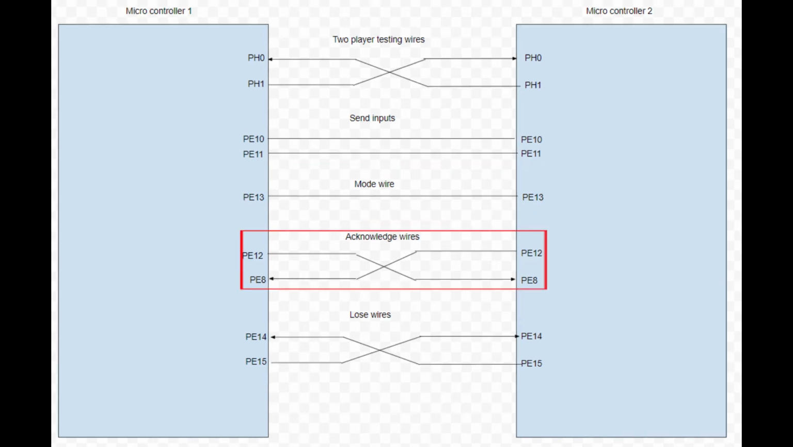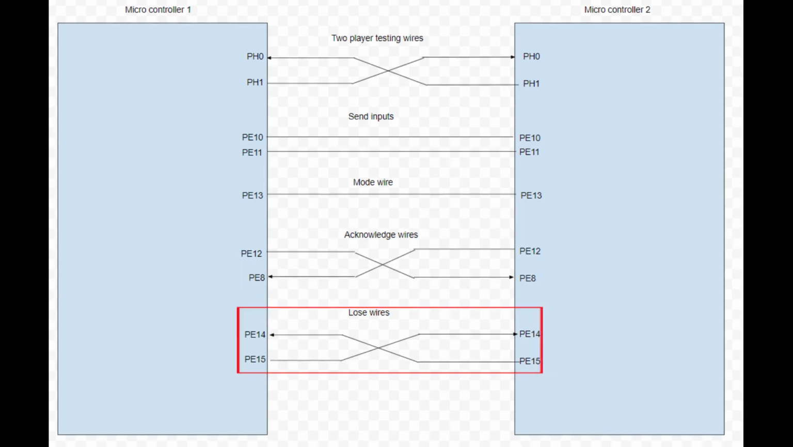The acknowledgement wires are used in conjunction with the input wires. When player 1 sends an input, its outputting acknowledgement wire is turned on, signaling that player 2 should receive it. Once player 2 receives the input, it will power its acknowledgement wire to tell player 1 to send another. Without these wires, a single input could be read as multiple inputs. The last 2 wires are simple. They are used to have one microcontroller tell the other microcontroller that it has lost, therefore ending the game.